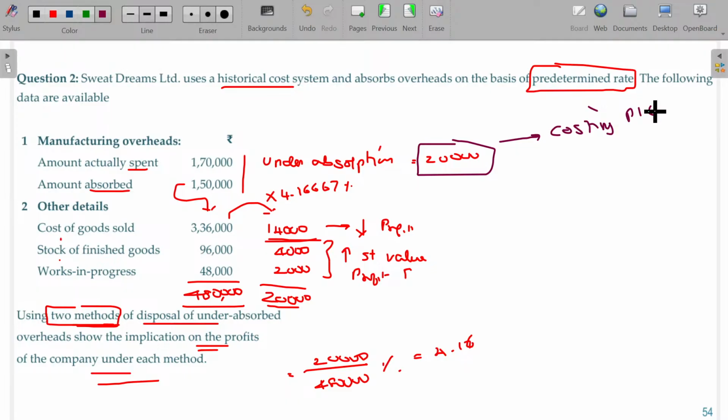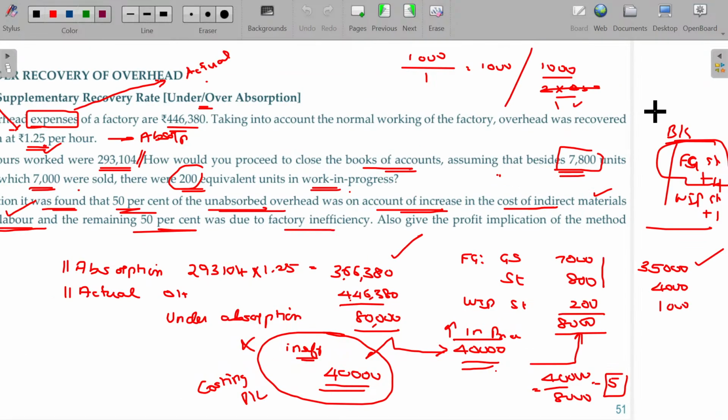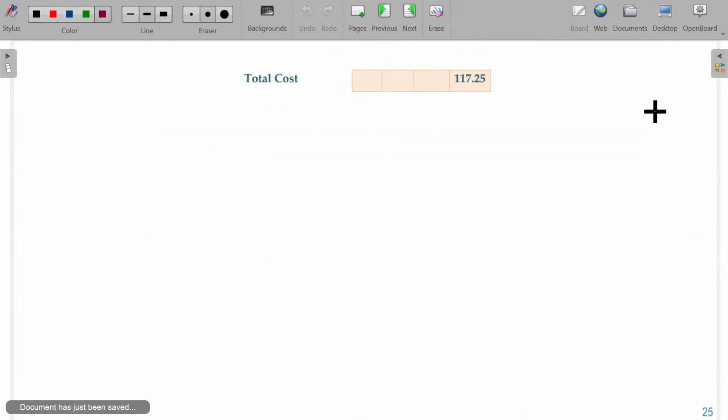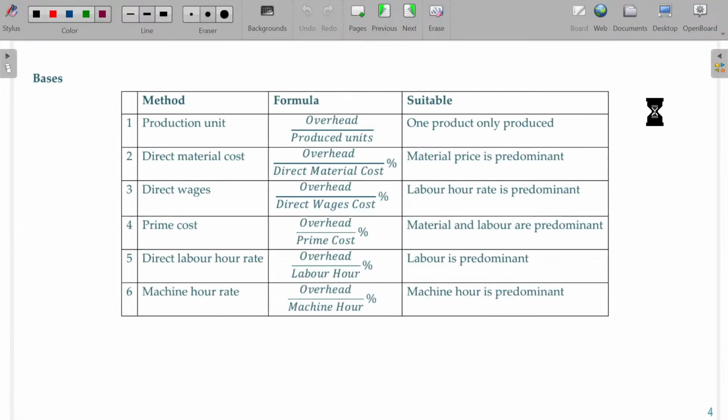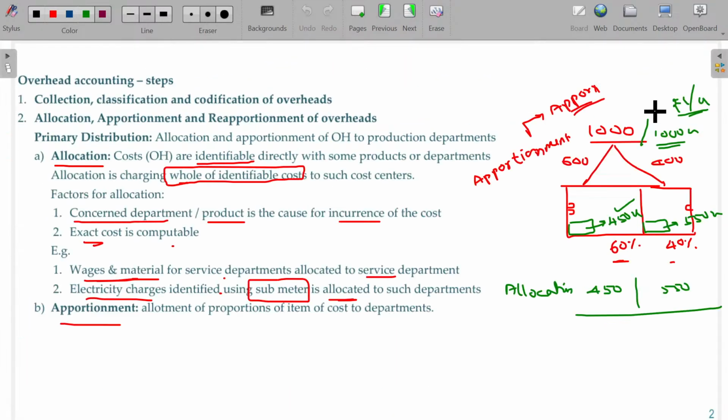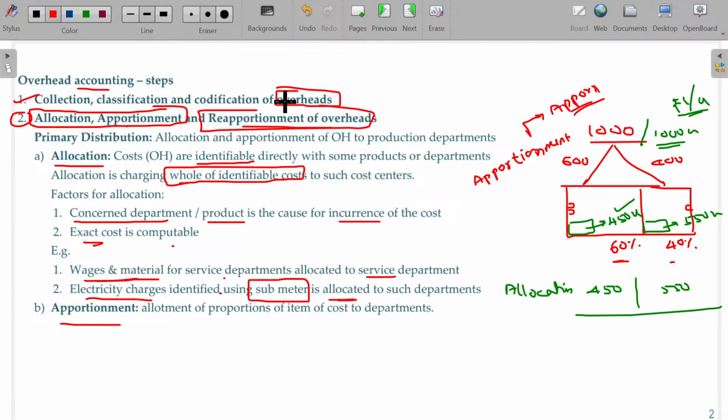Now, we'll move to the last component here, machine hour rate calculations. Before that, let me finish off leftover theories also. So, overhead accounting, the first step is collection, classification, and codification of overheads. All the costs incurred that are not directly related to the finished goods produced are now grouped. That will be the first process. Later on, allocation, apportionment, and reapportionment of the overheads. Allocation and apportionment will fall under the primary distribution. Reapportionment comes under secondary distribution.